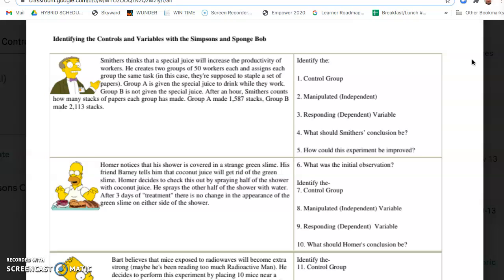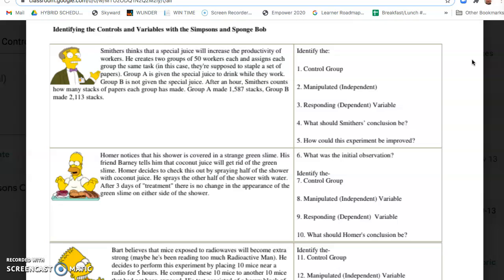Look at the data. And one of the things that it asks you at the end is how could you improve the experiment? Well, Group A got the special drink, and Group B got nothing. Group A had stuff that could distract them, the special juice. Group B did not have any distractions, so they just kept stapling and stapling and stapling. So you think about how you could improve this and make it so that both Group A and Group B had the same kind of distractions or work conditions.